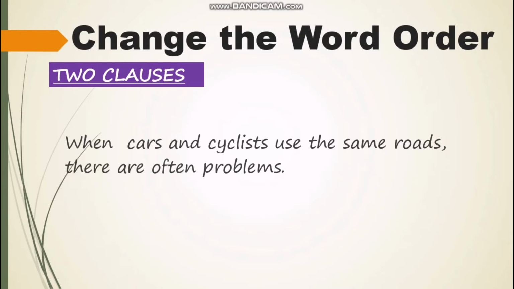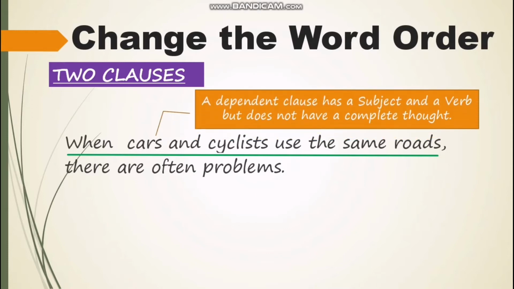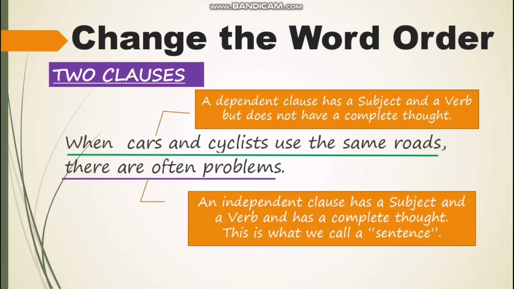Our two clauses here are, when cars and cyclists use the same roads, which is a dependent clause that has a subject and a verb but does not have a complete thought, and there are often problems, which is an independent clause which has a subject and a verb also and a complete thought. This is commonly known as a sentence.